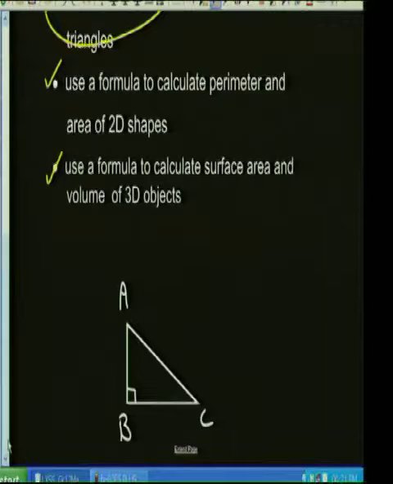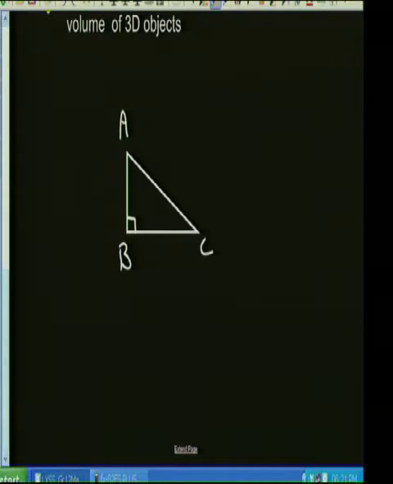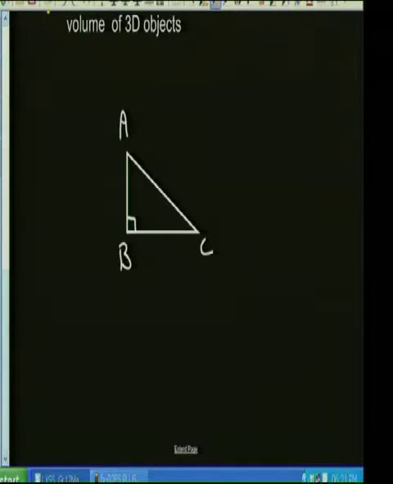Here I've got a triangle on my page. Not just any triangle, it's actually a right-angled triangle. Can you see it here by angle B? We've got a little square at the bottom of our triangle, and that indicates that it's a right-angled triangle. What's a right-angled triangle? It's a triangle that has a 90-degree angle to it.